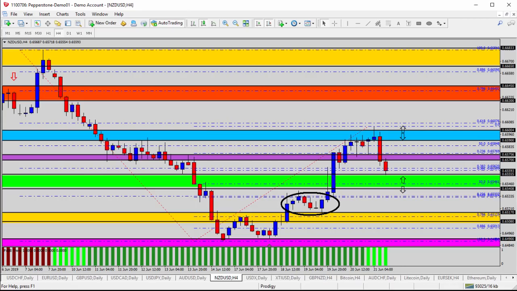I don't think you want to sell it on top of here. Only sell if it gets underneath there. Buying on top of the green zone becomes your opportunity for the New Zealand dollar today.